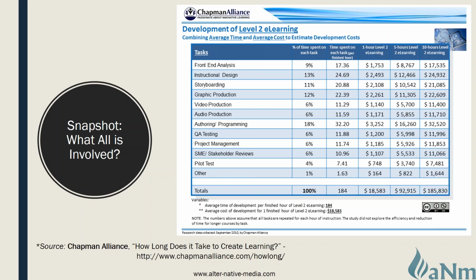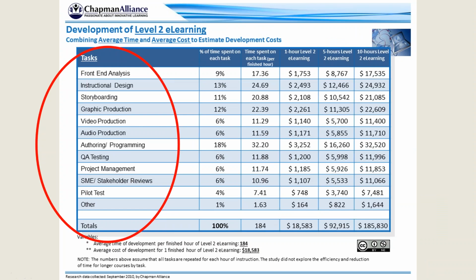In fact, based on this table, and I'll make this larger for everyone. Okay, there we go. There's a lot of tasks involved, and you can call these phases or tasks, but there's a lot of work going on to create e-learning content. And you can see based on this estimate, and again, this is average time from a survey of a lot of different e-learning professionals, it takes about 184 hours to make a finished seat hour of learning.